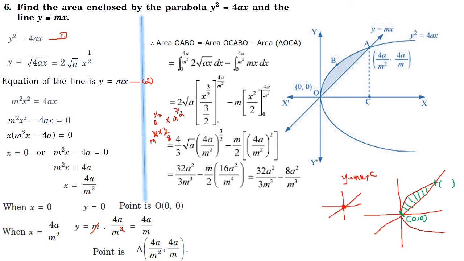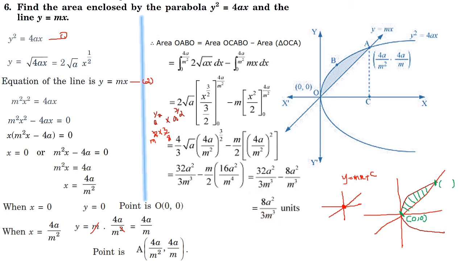That is equal to 32 a square by 3 m cube minus, here 2 and 16 we can cancel, 8 times. Then m, there is m power 4. When we cancel, denominator m cube will become. Numerator 8 a square, denominator only m cube. So 8 a square by m cube. That is equal to here, 3m cube when we take LCM. So 3m cube, denominator here 3m cube, here m cube. So 3m cube we can consider as LCM.